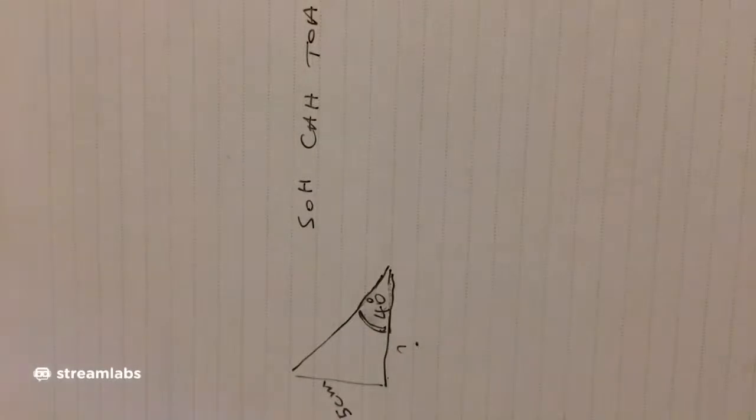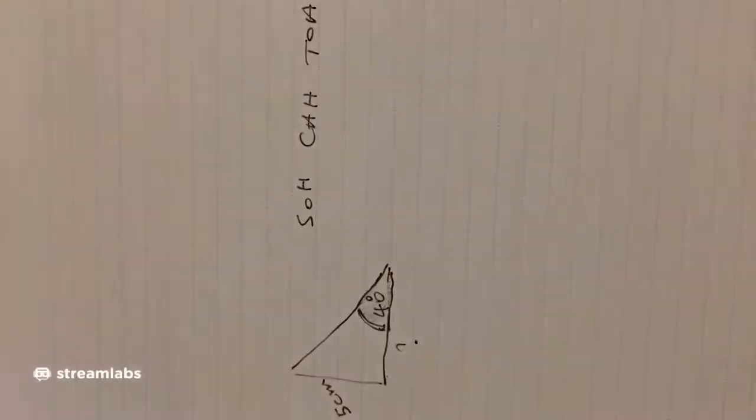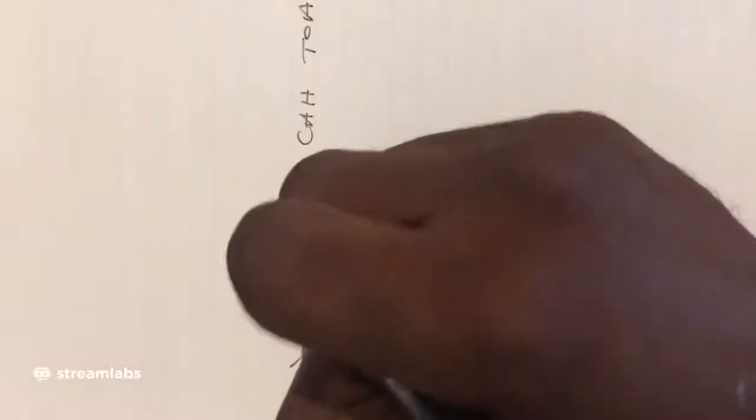So looking at it, we're going to say, alright, this is my angle. So what we're going to do, we're going to label the sides. We're going to label where the hypotenuse is. We're going to label where the adjacent side is. And we're going to label where the opposite side is. Alright, so the hypotenuse is the longest side. We know that this is the hypotenuse. So we don't have to worry about that.